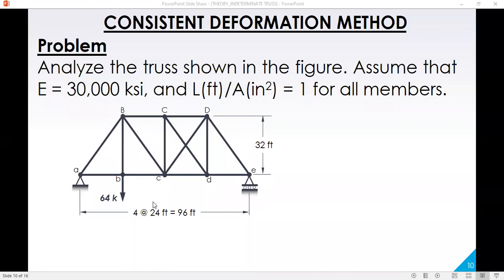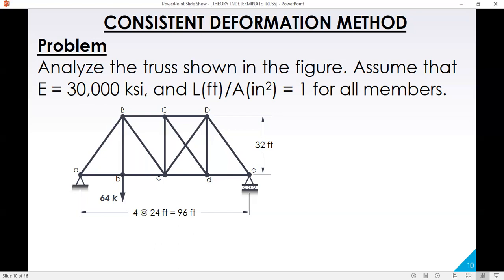Okay, in this video, I'm going to solve another problem about consistent deformation method. This time, the redundant is a member. Now, in my previous video, the redundant was a support at C, but having no member CD. But this time, the redundant is this member, capital CD.